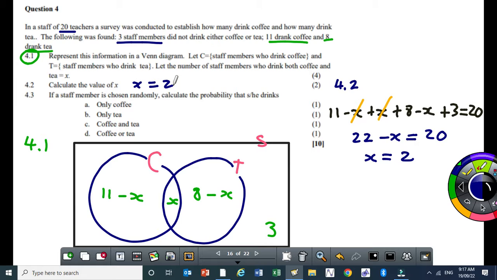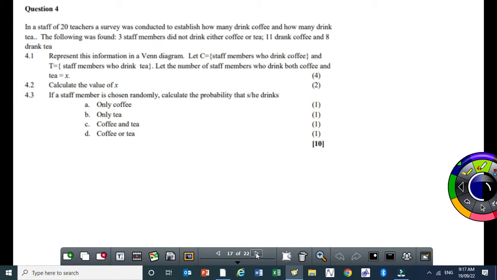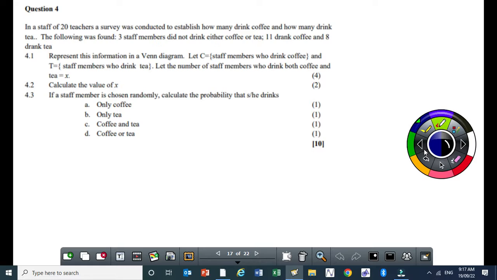Once we find x, it's always better to redraw the Venn diagram, without x now. So I'm going to redraw the Venn diagram without x. So when there is x here, I'll put the exact value for x, which is 2. So let's move on to the next page. So next page, I'm going to redraw the Venn diagram.